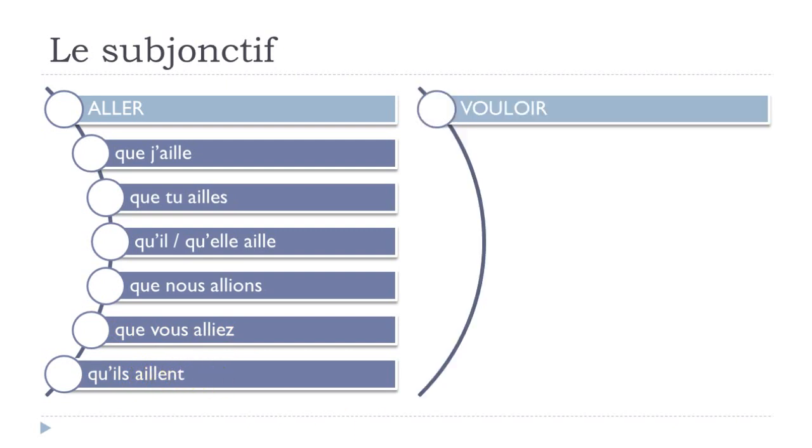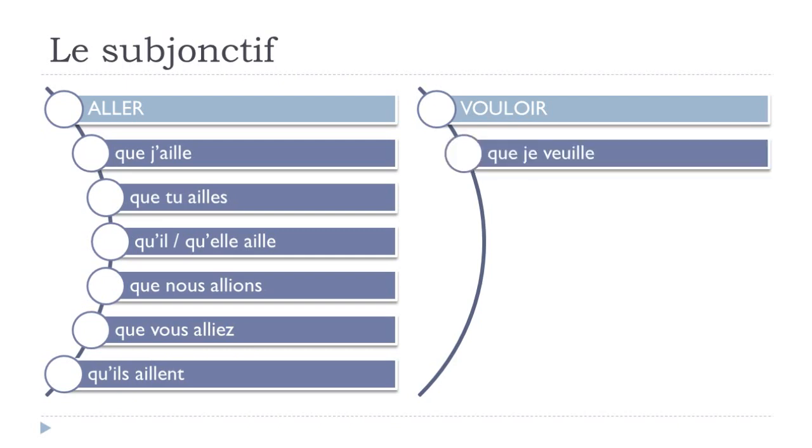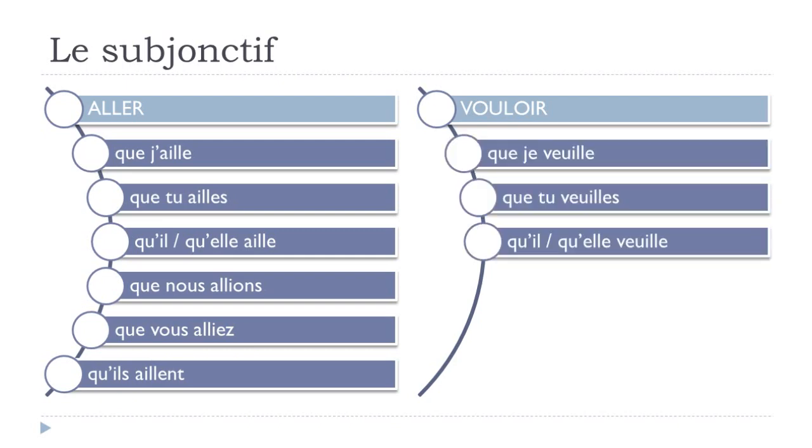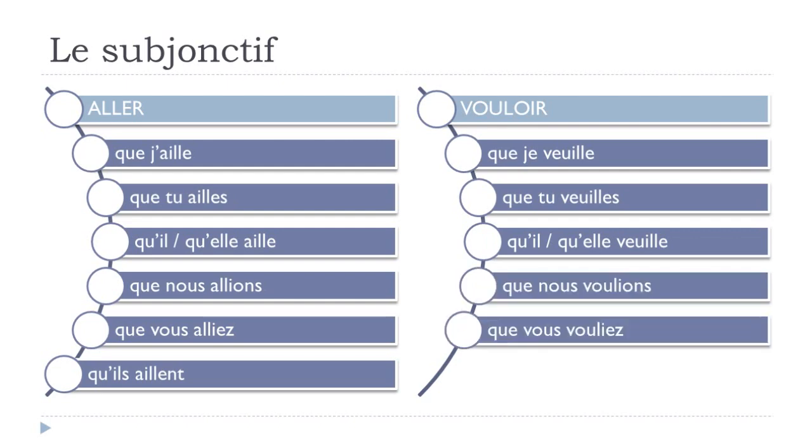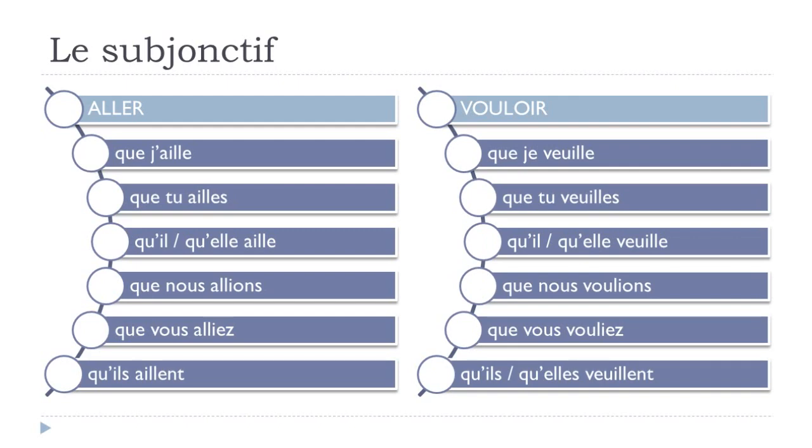All right? And the other tricky verb is vouloir, to want. Que je veuille, que tu veuilles, qu'il veuille, qu'elle veuille, que nous voulions, que vous vouliez, qu'ils veuillent, qu'elles veuillent. Same thing here: we'll have quite an important difference between the je, tu, il, and nous, vous. Let me say it again: que je veuille, que tu veuilles, qu'il veuille, qu'elle veuille, que nous voulions, que vous vouliez, qu'ils veuillent, qu'elles veuillent.